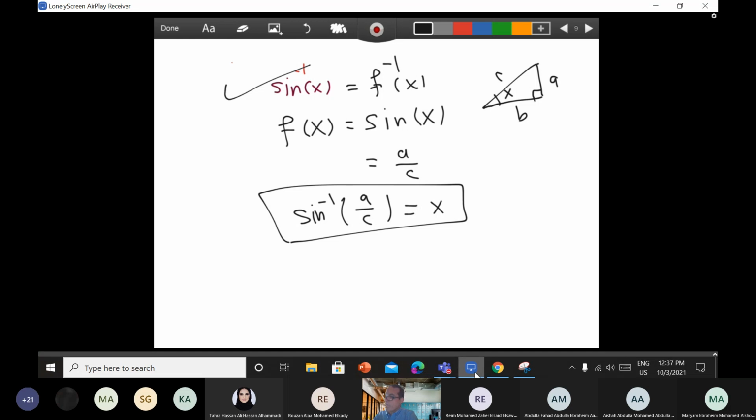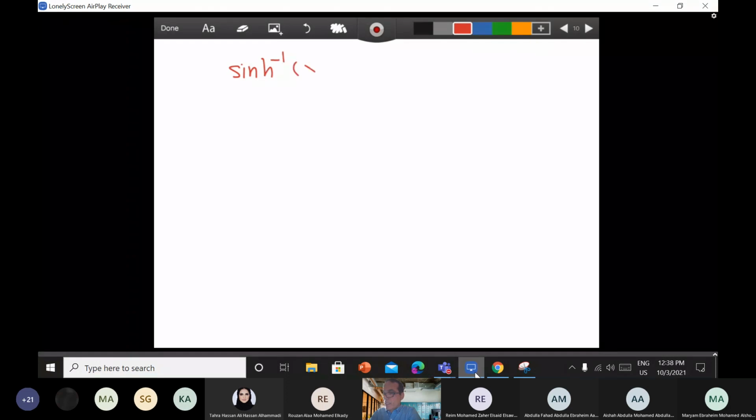So can we do this one? We know the meaning here because we have a right triangle and we know the angle has a sine equal to a over c. So the sine inverse is the angle which has sine equal to a over c. What about this one? Can we talk about sine inverse x? How to find this one?